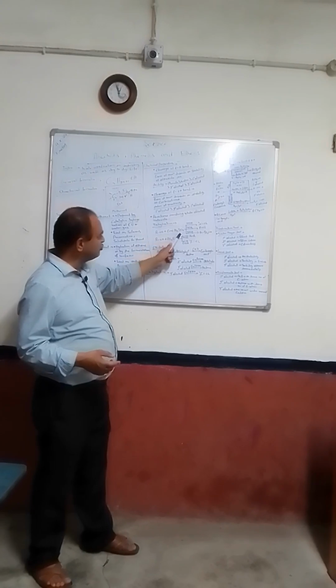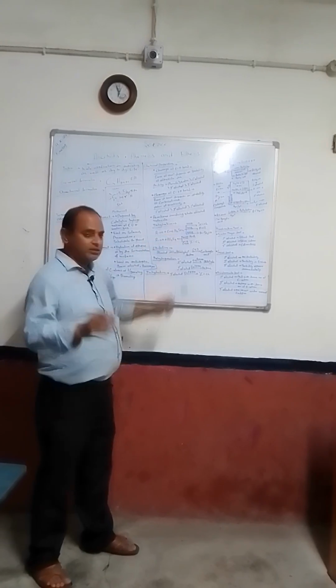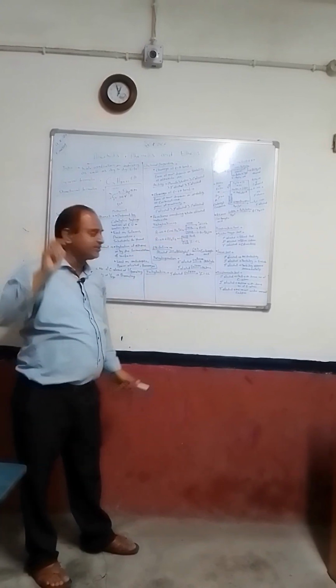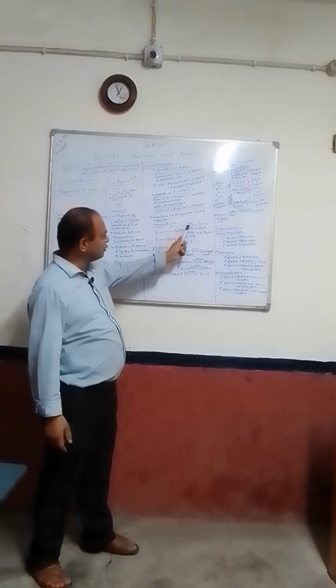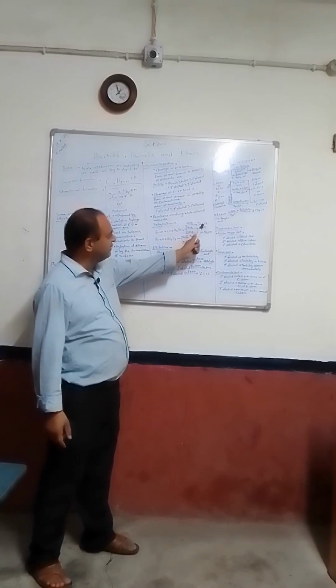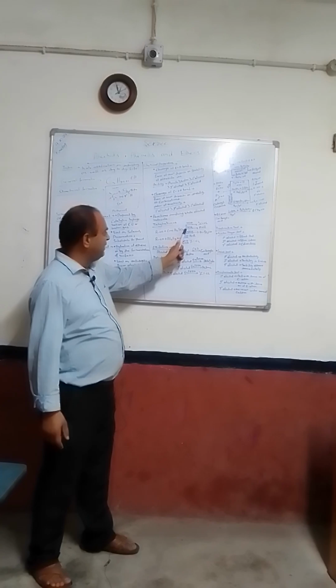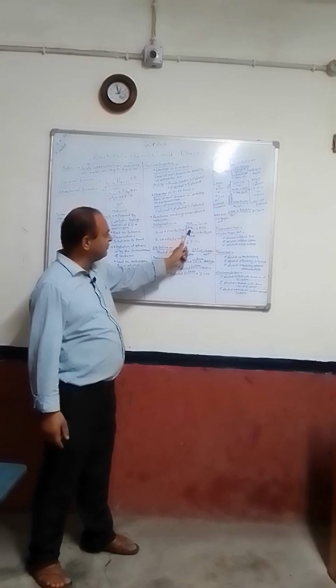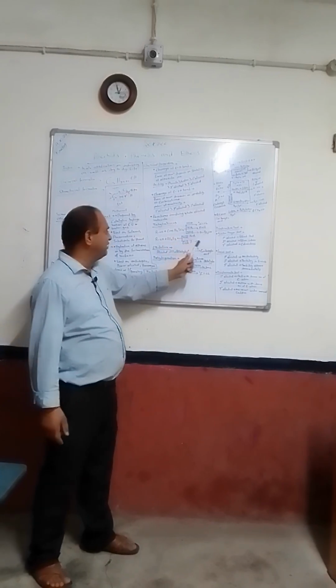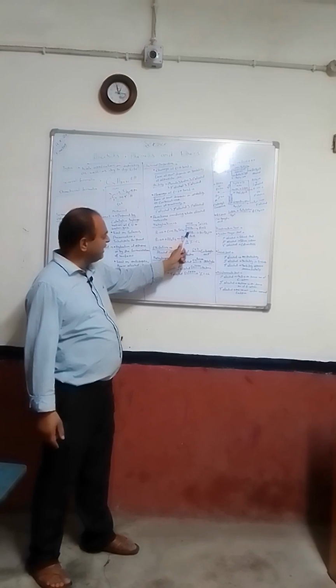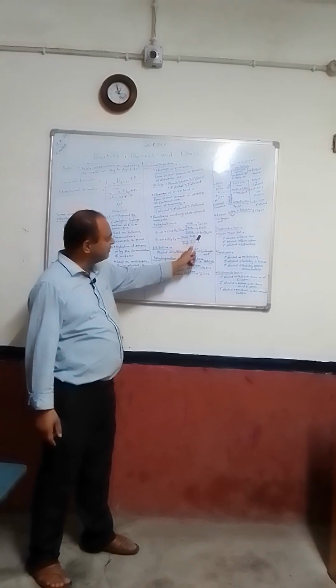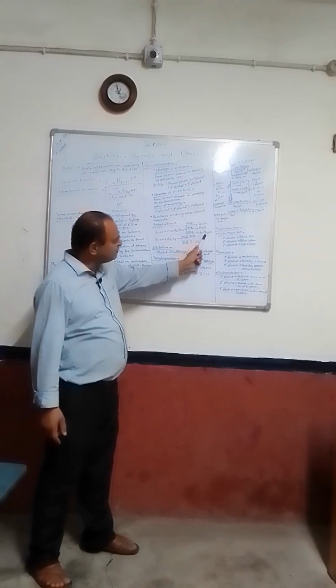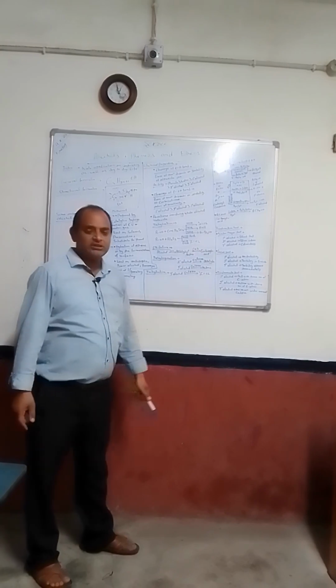ROH plus conc. H2SO4. Here is the difference in the temperatures. At 443 Kelvin, it gives us alkene. At 413 Kelvin, it gives us ether. And at 383 Kelvin, it gives us ROSO2OH, alkyl hydrogen sulphate.